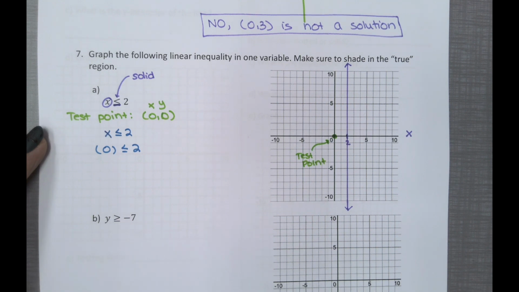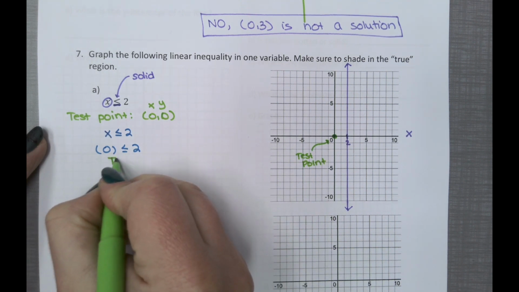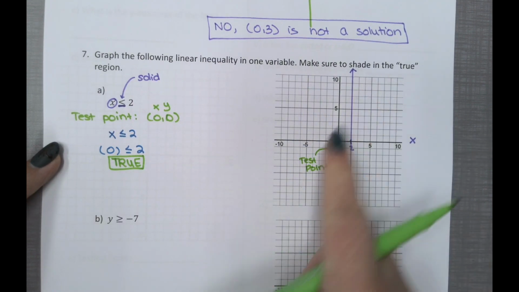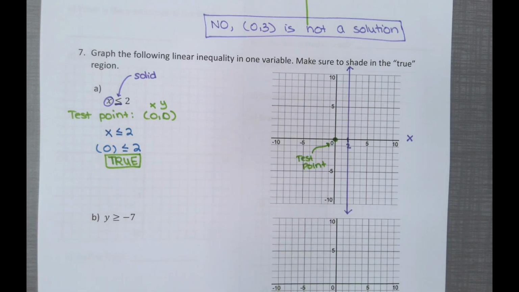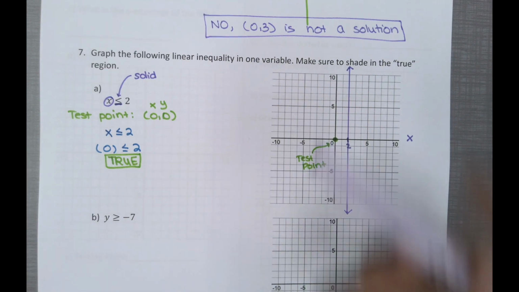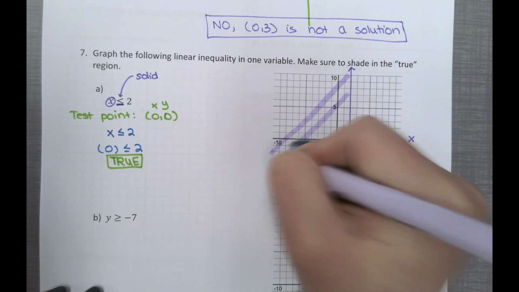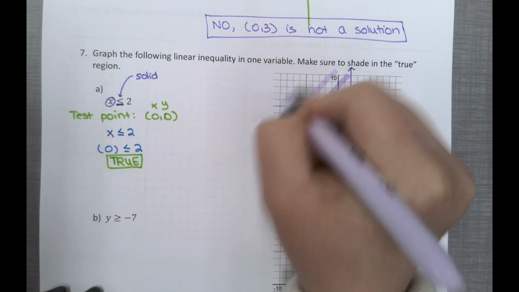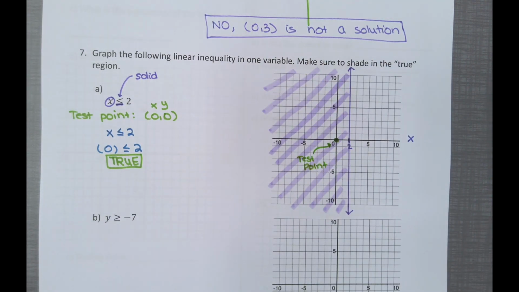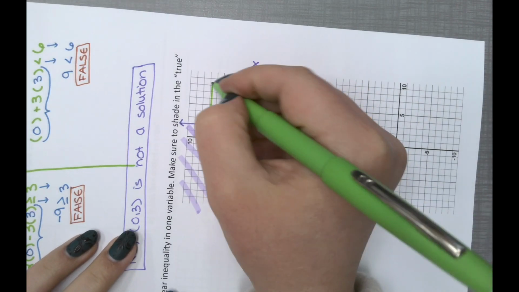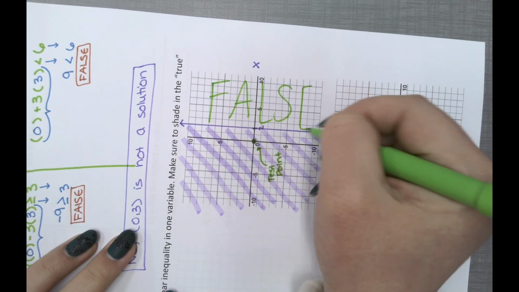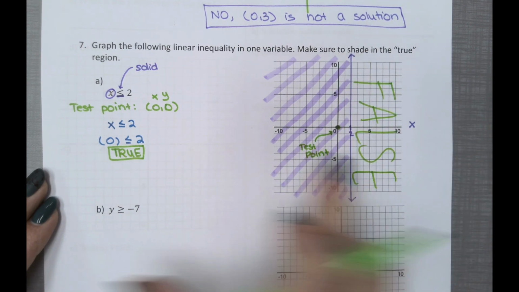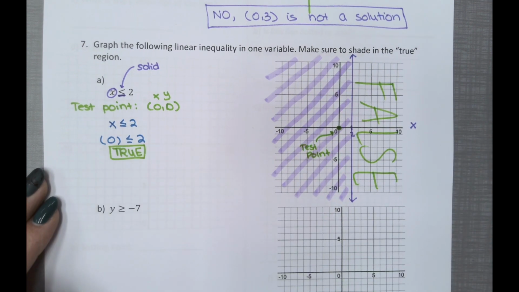This is true. 0 is smaller than 2. So because this is true, we're going to make sure to shade in the true region. That means everything on this side is going to be true. Now when you're shading this in, be careful not to go past that line, because anything on the other side is going to be false. I'm going to turn my page here just for a little bit. So we have our shaded true region. Any point on the other side, if we plug it in, will give us a false statement.